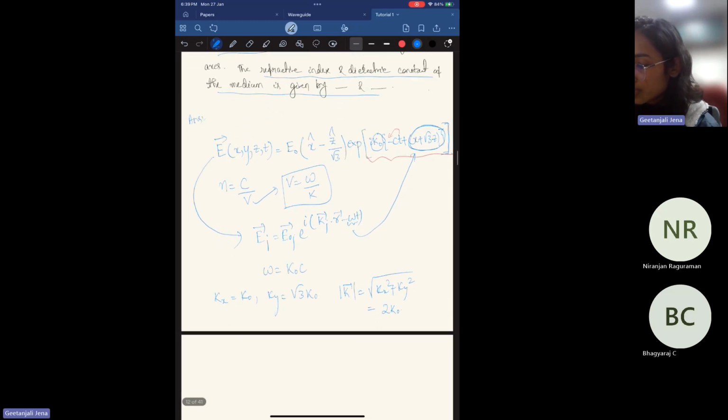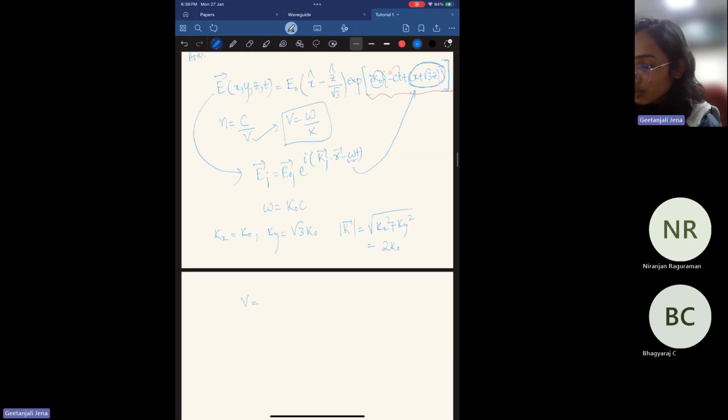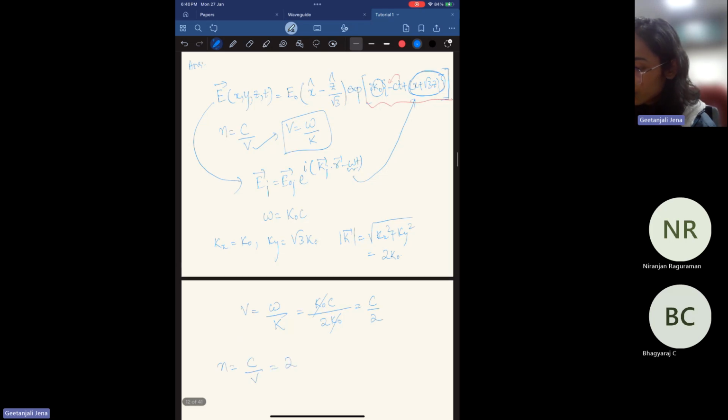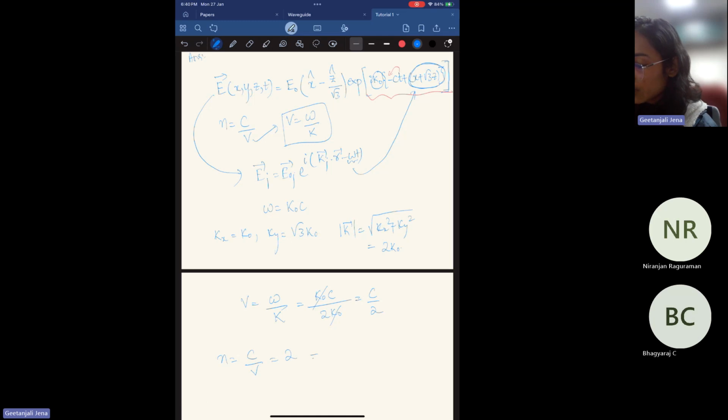Now the first thing is to find out what is V here. So V is omega divided by K. Omega is K0C and K vector it is 2 times K0. So that means this is C by 2, right? So now N will be C by V, which is 2. So the refractive index of the medium is 2.